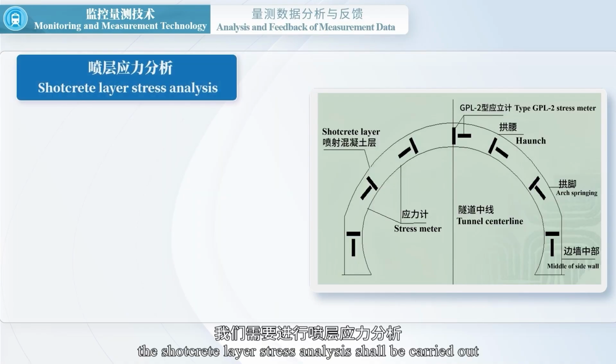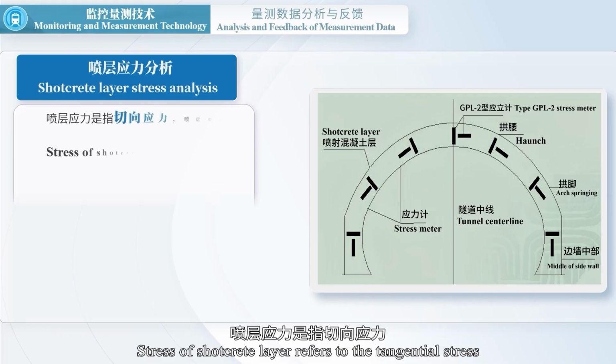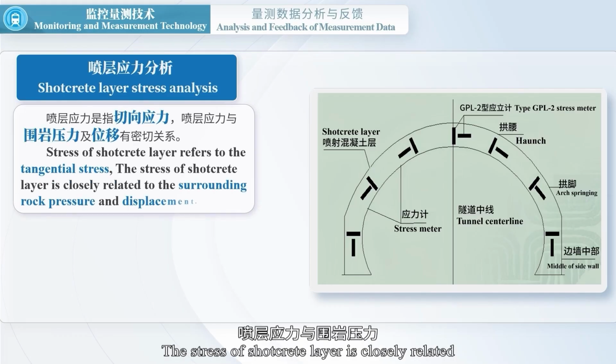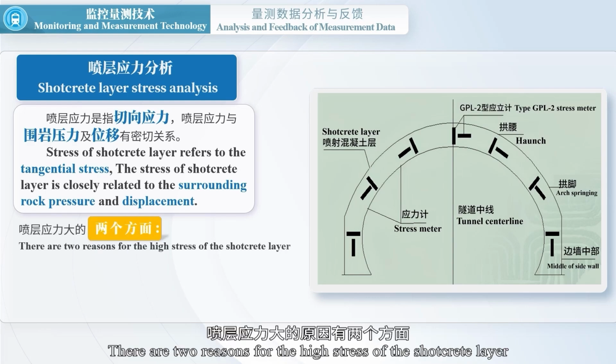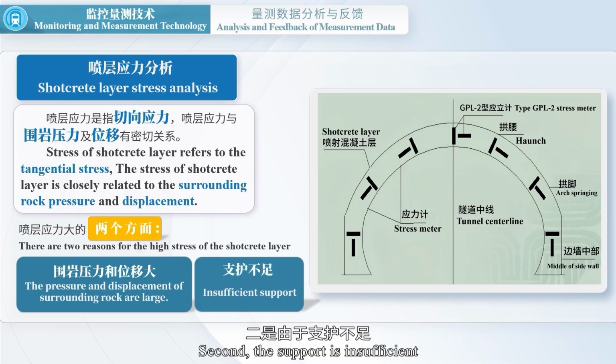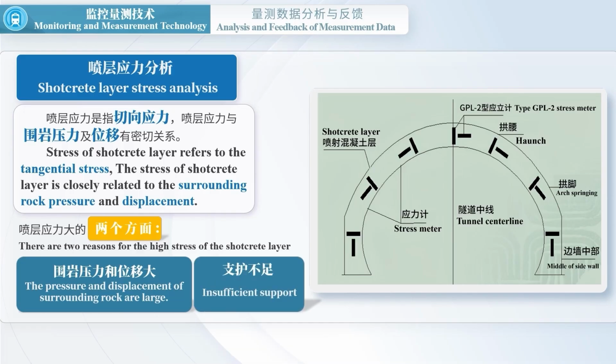Finally, the shotcrete layer stress analysis shall be carried out. Stress of shotcrete layer refers to the tangential stress. The stress of shotcrete layer is closely related to the surrounding rock pressure and displacement. There are two reasons for the high stress of the shotcrete layer. First, the pressure and displacement of surrounding rock are large. Second, the support is insufficient.